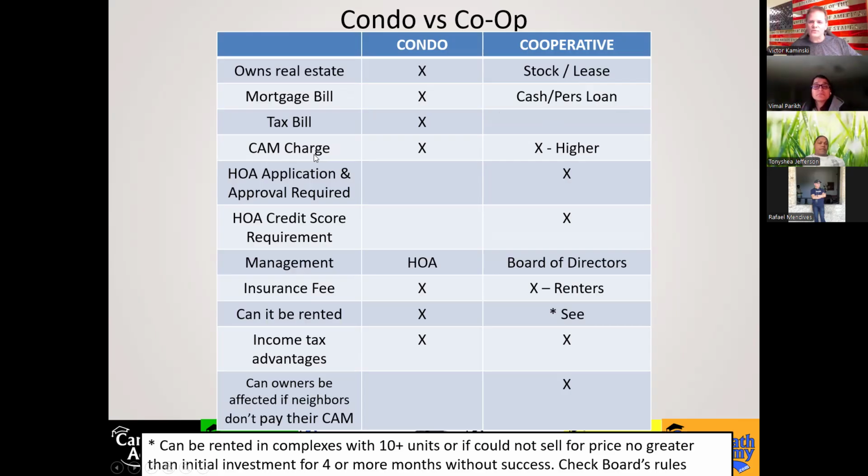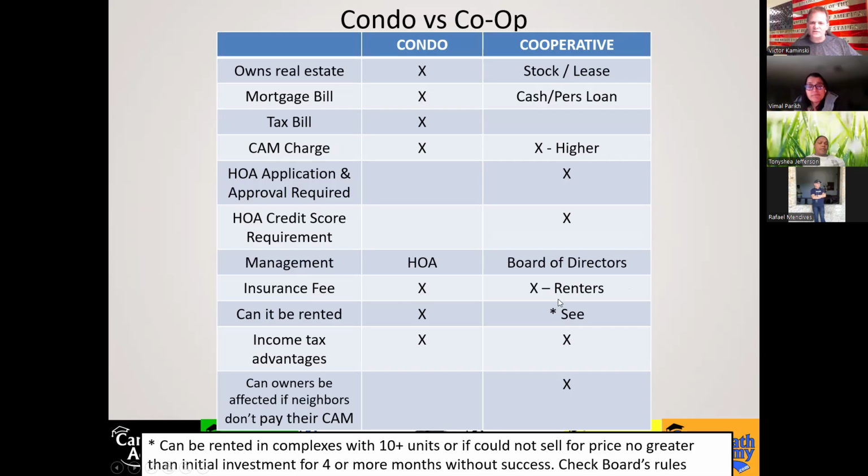CAM charge, the common area maintenance, you have with a condo. It's higher with cooperatives because they include your tax bill and heating and maintenance and all that other stuff. Board application and approval is required for co-ops, not for condos. Co-ops have a minimum credit score requirement, not condos. Condos are managed by a homeowners association, the HOA. The co-ops are managed by a board of directors. With condos, you get your own homeowners insurance. With co-ops, you get renters insurance.